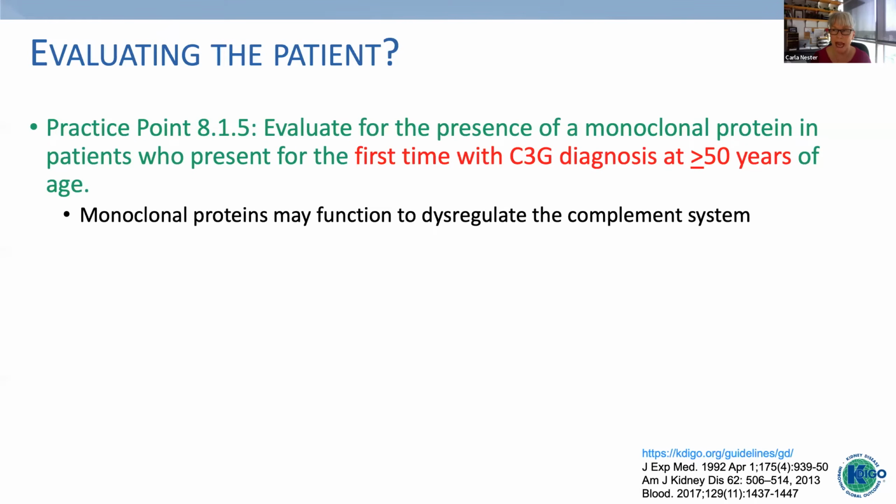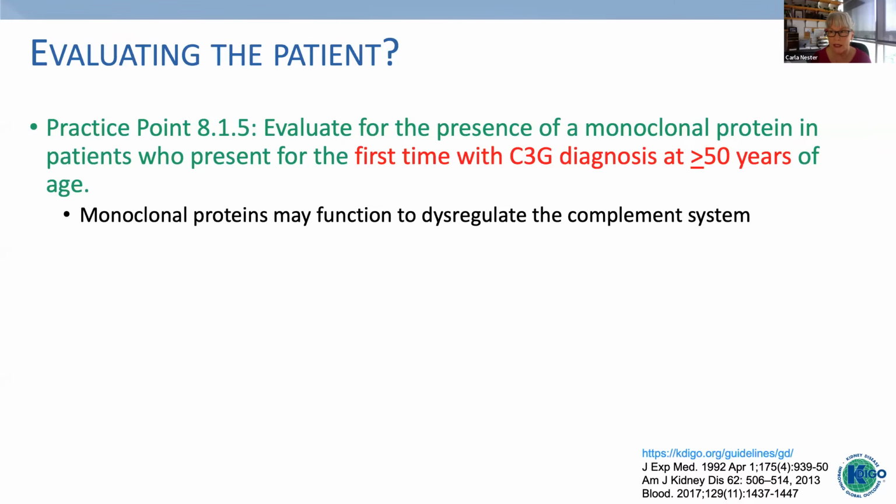And again, the short answer to this is that some of these monoclonal proteins can dysregulate the complement system. We've known, for instance, since 1992, I think I gave you the reference for that one, that a lambda monoclonal can actually act as a factor H, more like an auto-inhibitor, it's not an antibody, if you will.